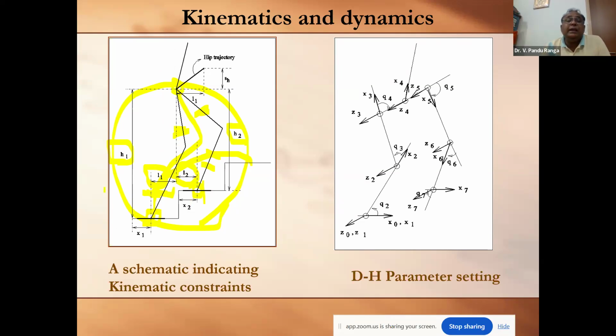From these, as I mentioned, theta 2, theta 3, theta 5, and theta 6 can be determined with the help of H1 and L1 and H2 and L2. The support foot is parallel to the ground and takes the shape of the ground. So theta 7 is 0.